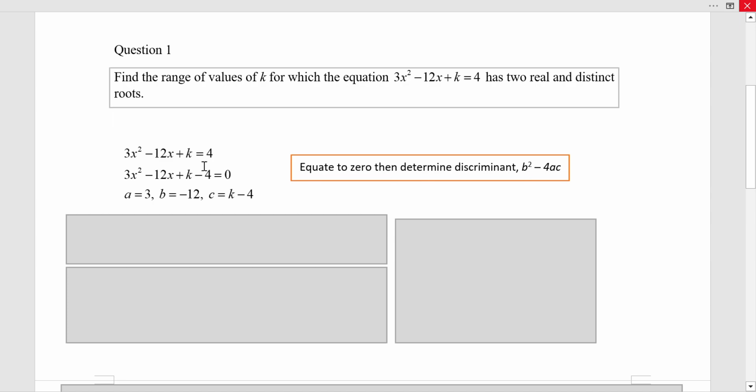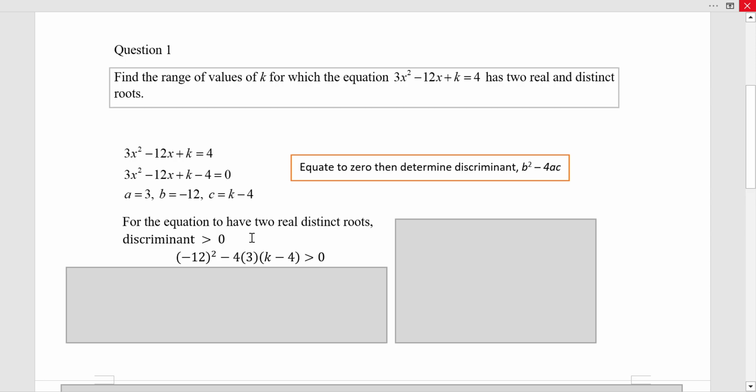So you shift the 4 over, you get this, and then your a, which is the coefficient of x squared, is 3. Now b, the coefficient of x, is negative 12, and your c, the constant term, or the term independent of x, is k minus 4. For an equation that has two real distinct roots, the discriminant has to be greater than 0. So you sub in b squared minus 4ac greater than 0, and then you solve this.